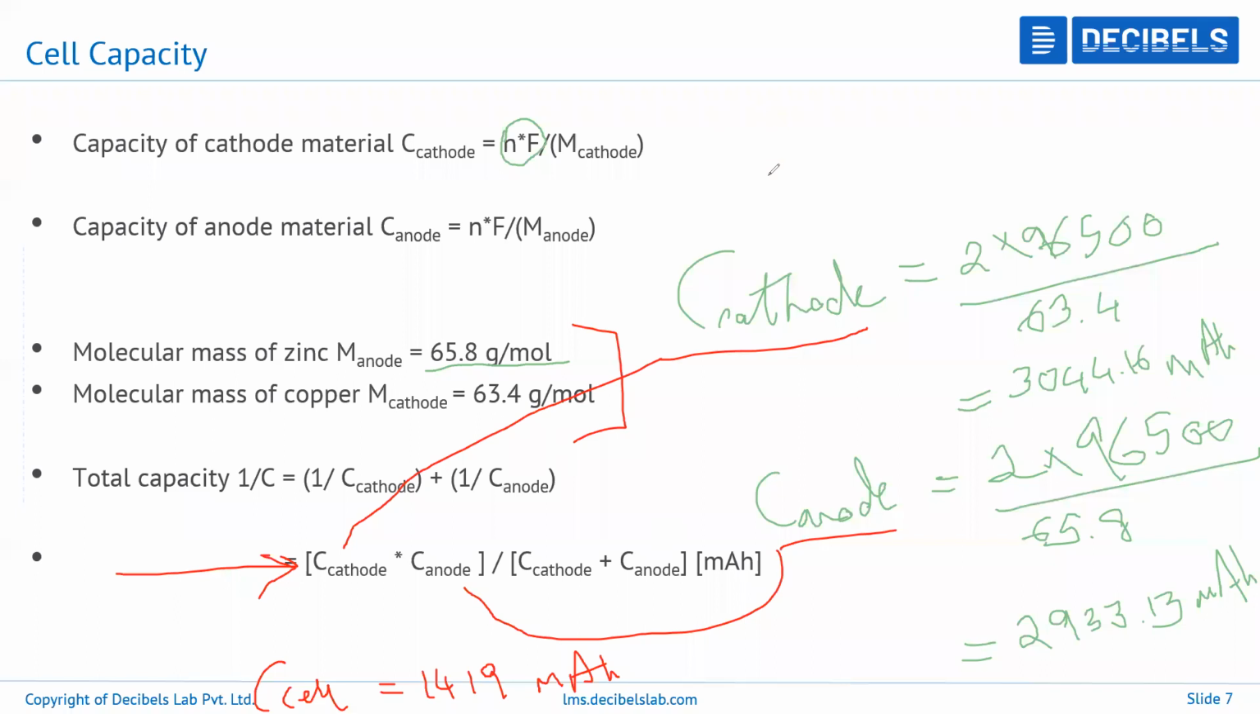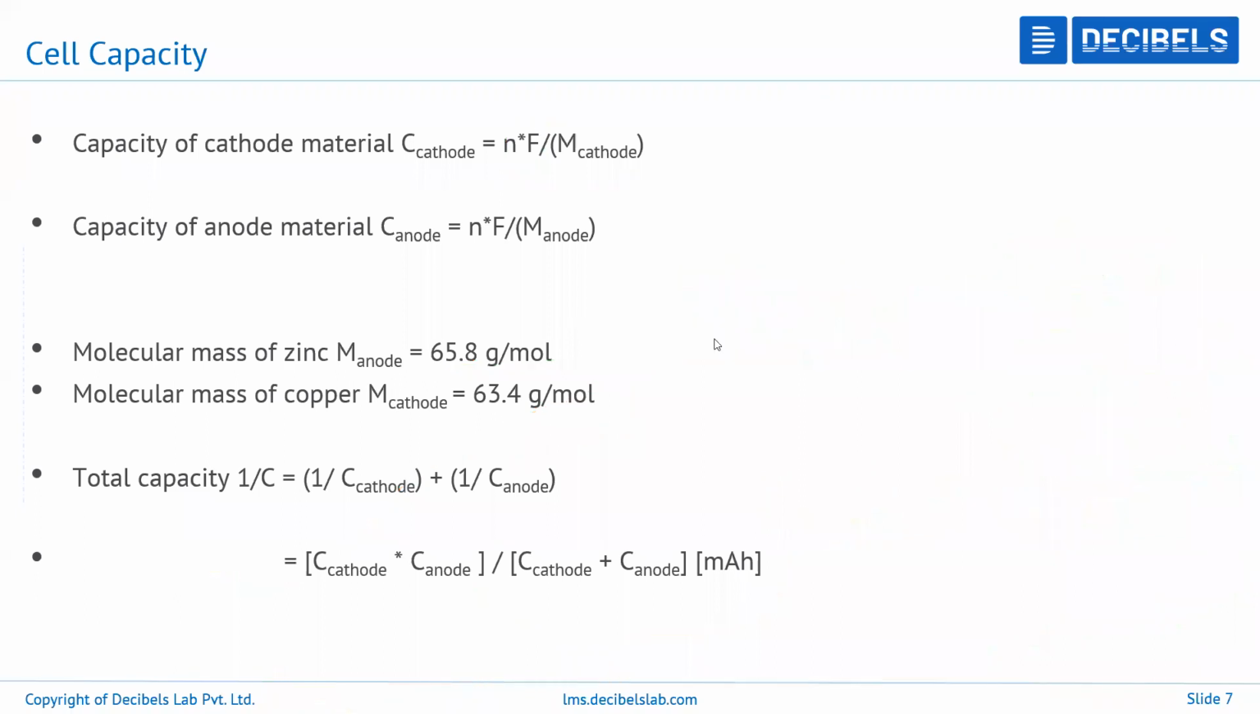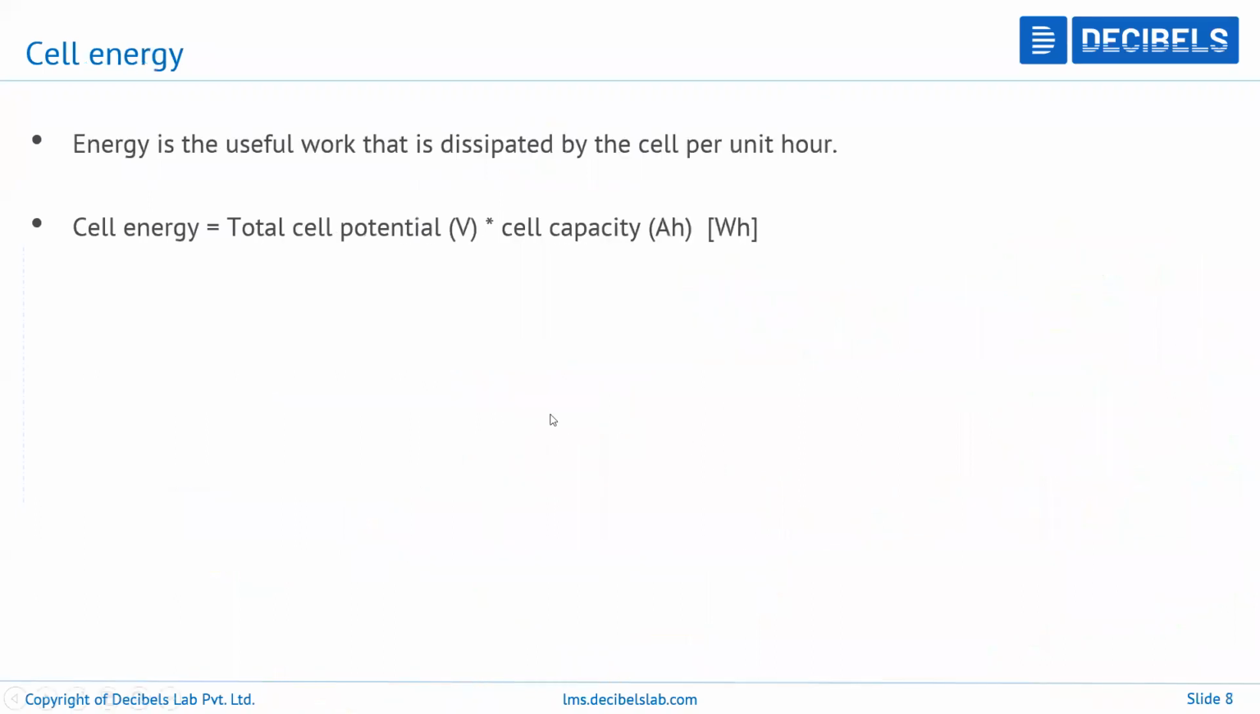So I hope that so far you all have understood how to calculate the cell capacity. Okay, so cell energy. Basically, cell energy is how much capacity it can output in order to produce some useful work. Okay, and that is basically a product between the cell voltage and your capacity.